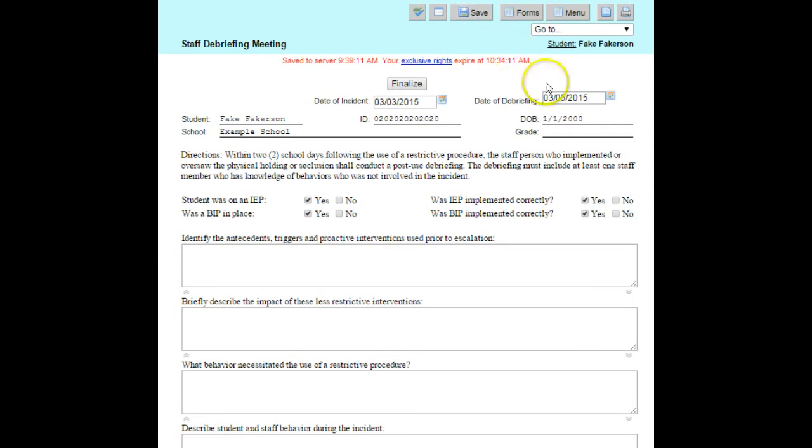If you have any questions regarding the use of restrictive procedures in your building, completing the follow-up documentation, or holding an IEP meeting in response to the use of restrictive procedures, contact your Social Behavior Collaborative Planner.